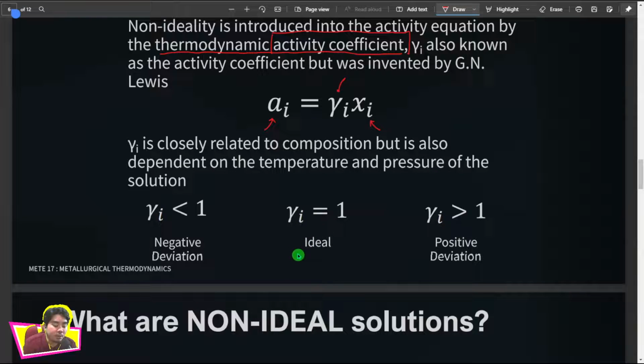Okay? So when we have a negative deviation, our correction factor should be less than 1 because again, its net effect is to lower the activity of the species of both components involved. So it needs to be a fraction, so it's less than 1. If it's ideal, then the activity coefficient or correction factor is just equal to 1. And for positive deviation, the activity coefficient should be greater than 1.